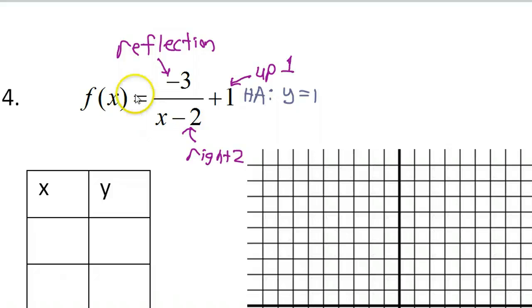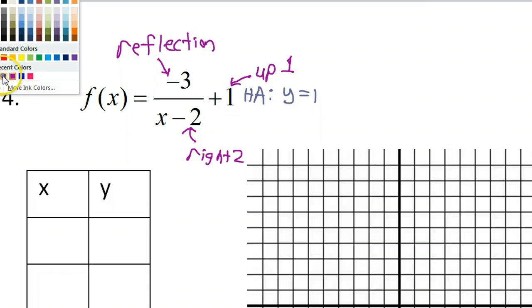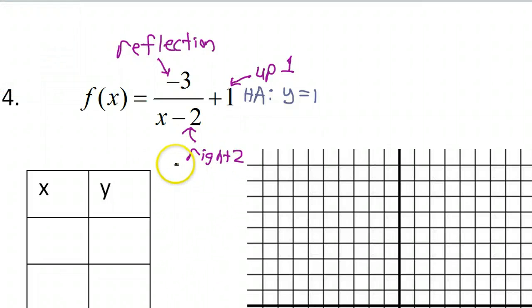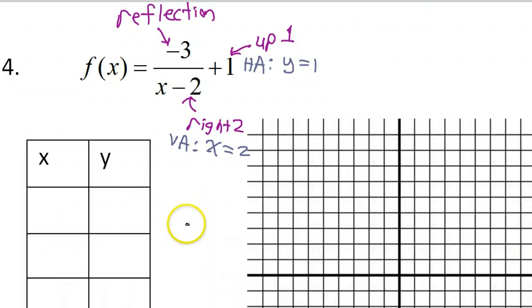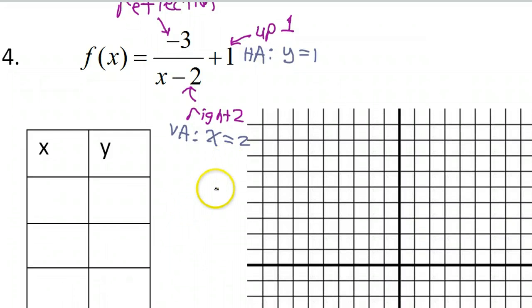Okay, there's the horizontal asymptote. And since we're shifting to the right by 2, that's going to affect the vertical asymptote. The vertical asymptote will be x equals 2 because of that. So let's have our vertical asymptote at 2 and our horizontal asymptote at 1.